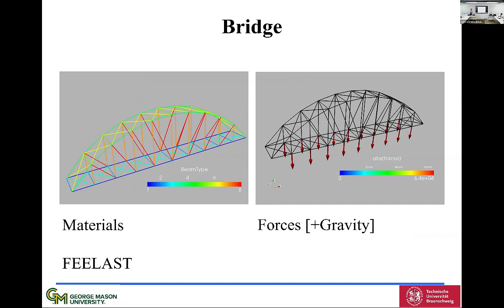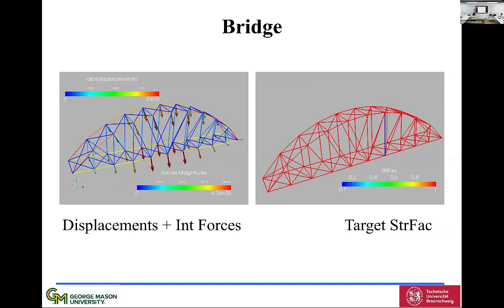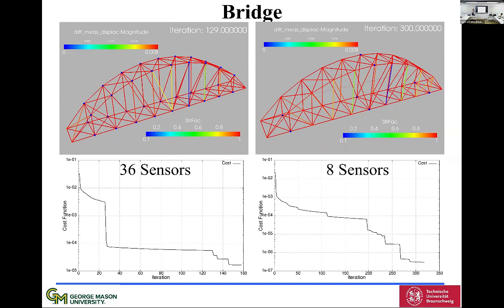This is the same bridge that we had before. You can see here the different trusses with different sizes. These are the loads, and this is the displacement field. We're going to assume that this one member here is weakened by 90%, so it's 0.1. The question is now, can we recover that? So we start with uniform. In this case, we have 36 sensors, we take every node here. And in this case, we only have 8 sensors. You can see how the convergence is.